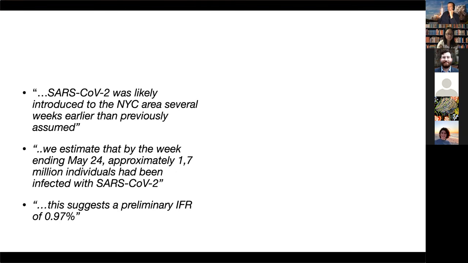So just to quote the conclusions, SARS-CoV-2 was likely introduced to the New York City area several weeks earlier than previously assumed. We estimate that by the week ending May 24th, approximately 1.7 million individuals had been infected with SARS-CoV-2. And because there were on the order of 17,000 deaths in New York City, just divide one by the other, you get a preliminary infection fatality rate of 0.97%, which is actually quite high, right? And this is one of the highest estimates you will see. So roughly 1 in 100 who get COVID will die based on this estimate.